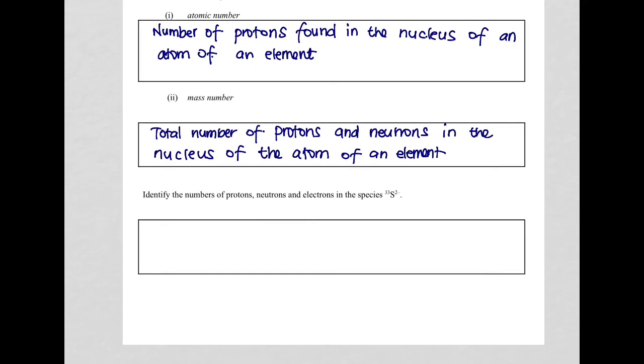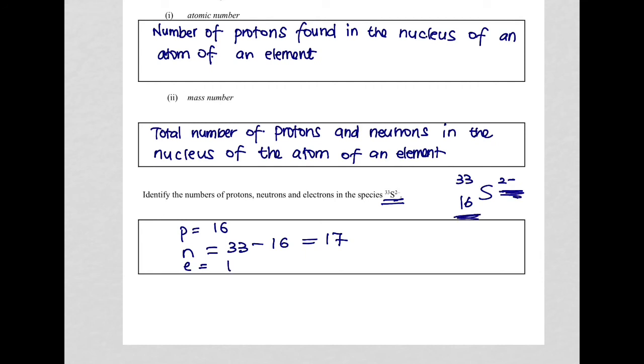And then the last question, identify the number of protons, neutrons, and electrons. So you have to check in the periodic table. This is sulfur. So it has proton number 16. So number of protons, 16. Number of neutrons, that's 33 minus 16. And number of electrons, it has 2 more electrons than the number of protons. So 16 plus 2, so that's 18 electrons.